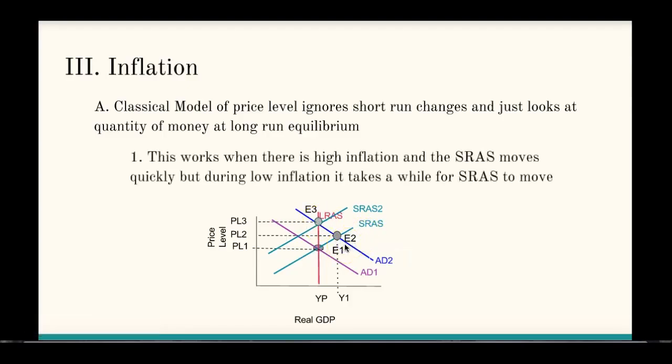Okay? This theory and this viewpoint works well when there's high inflation, because when there's high inflation, people expect that high amount of inflation and they will build that into their expectations and they will build that into their contracts automatically. However, when inflation is low, it's not as big of a deal, and so it takes a while for that short run aggregate supply curve to move. But when there's high inflation, people are expecting that high inflation, and it's going to take a lot less time to move the short run aggregate supply curve. So keep in mind, this is that classical viewpoint of macroeconomics. Okay, so that's the classical viewpoint.